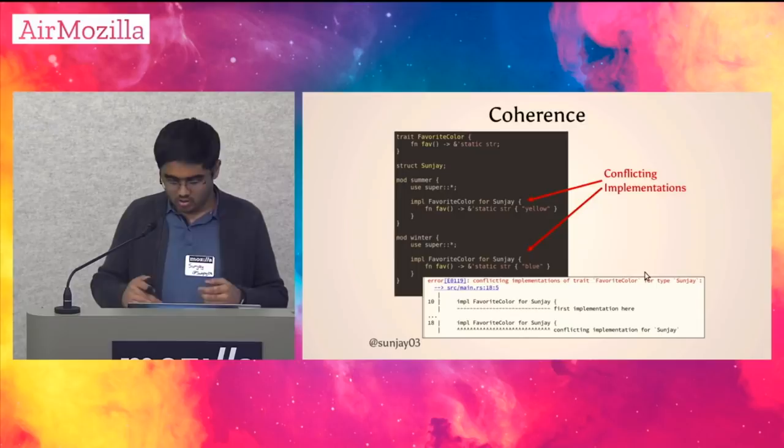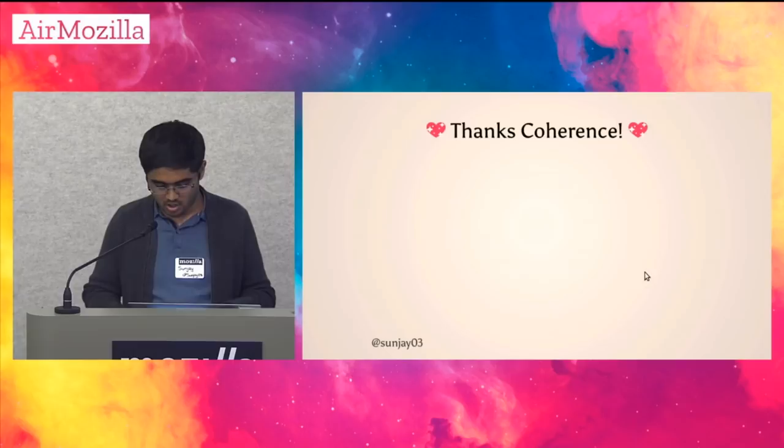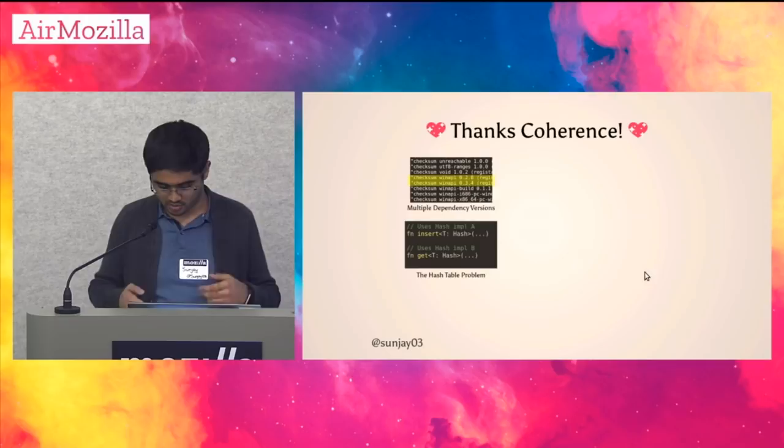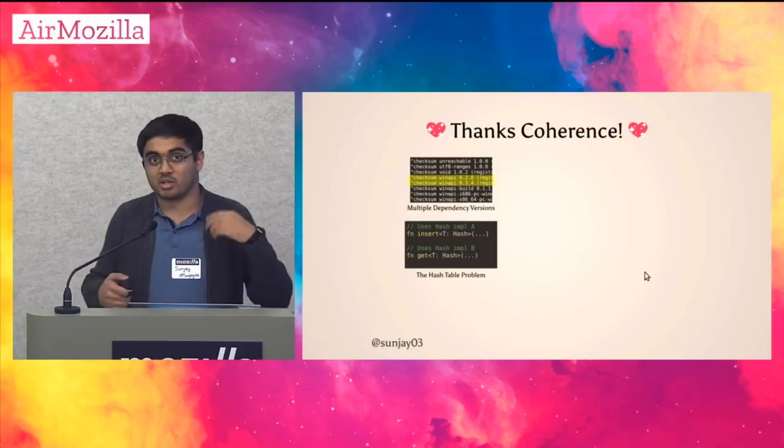Coherence enables Rust and Cargo to actually do a lot of really cool things. Rust is able to allow multiple distinct versions of crates in the dependency tree of your project. We avoid what's known as the hash table problem, where different underlying impls are selected for the same operation in different contexts. You can imagine that if a different implementation of hash was chosen for insert versus when you were getting something from the hash table, that would cause a lot of problems.